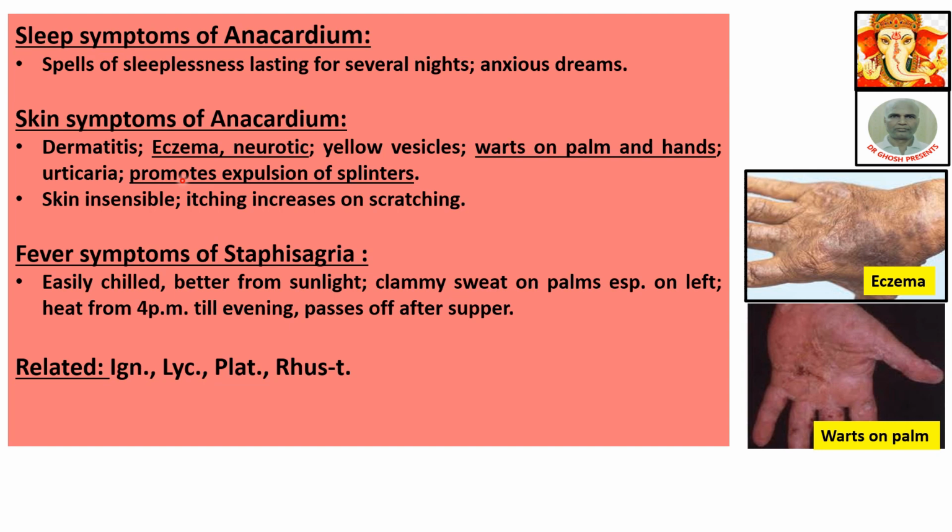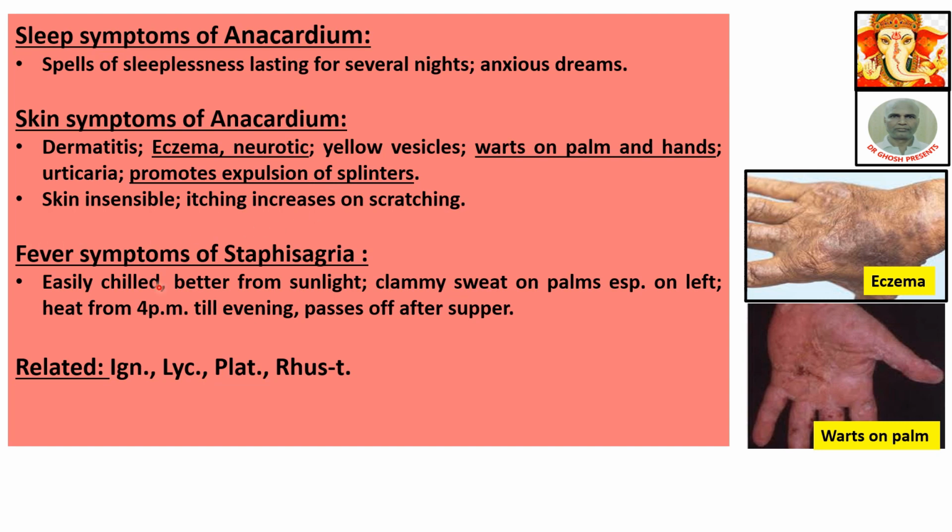Yellow vesicles, warts on palm, hands, urticaria, promotes expulsion of splinter. Note, this promotes expulsion of splinter; our only medicine known is silicea. You know, silicea expels splinter, thorn, any foreign substance. Anacardium also does this. Skin insensible, that is, skin becomes thick. Itching increases on scratching, the same thing as neurotic eczema origin.